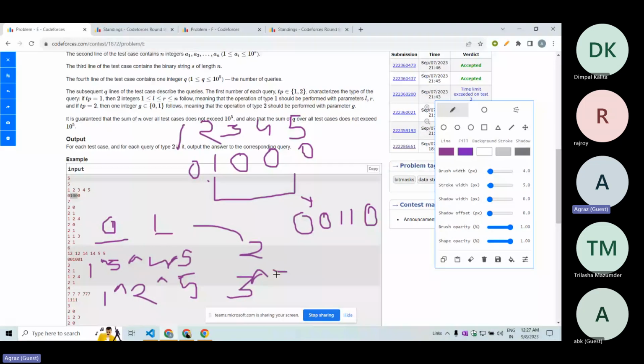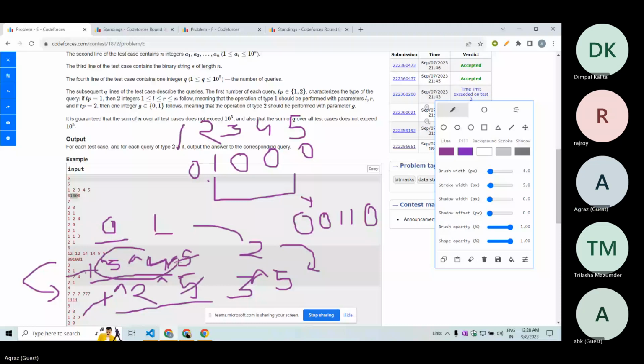Now here is the tricky part. How can we update it from here to here? Because it is XOR, let's XOR this array and this array. If we XOR these values, the 1 will cancel out, 1 XOR 1 is 0, and 5 will cancel out. It gives us the 3 and 4, right?